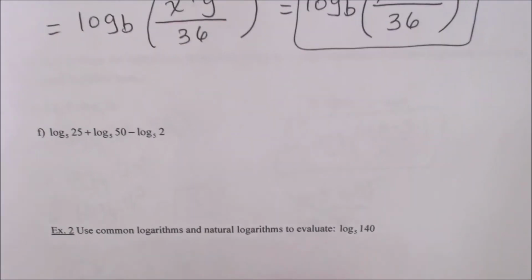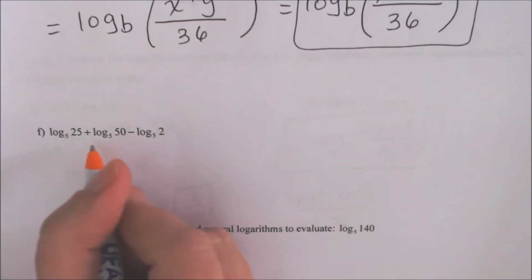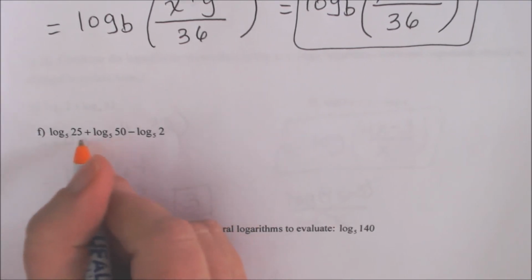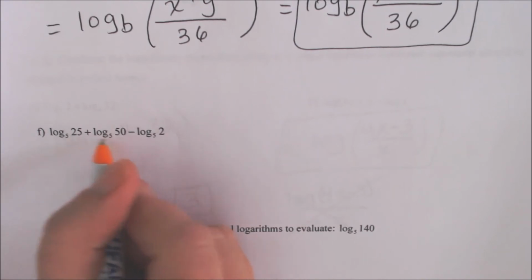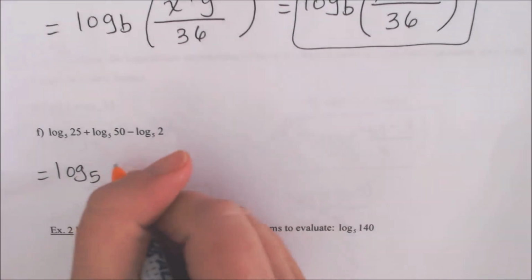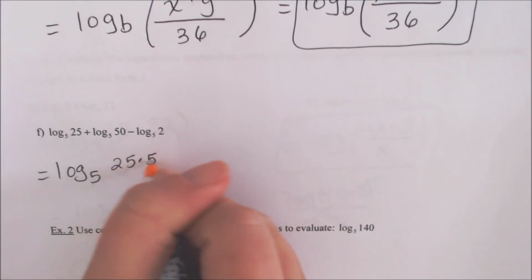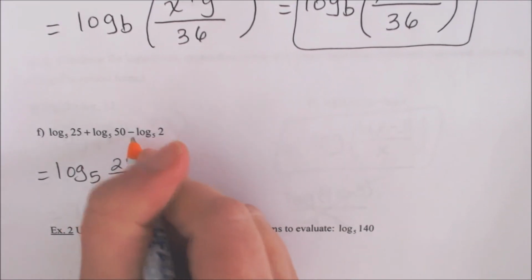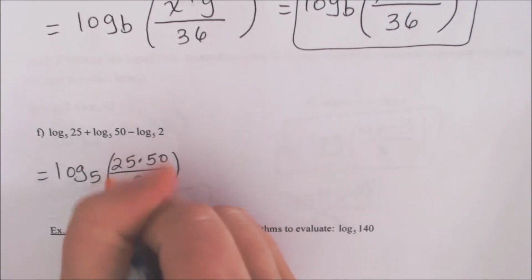Let's try letter F. We have log base 5 of 25 plus log base 5 of 50 minus log base 5 of 2. So I'm going to use the addition to turn into a product. So we have log base 5 of 25 times 50, and then over, because we have a subtraction sign, 2. All right?